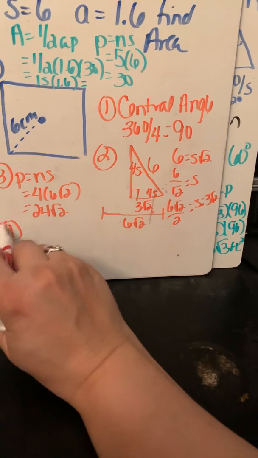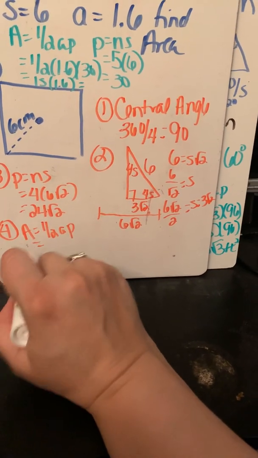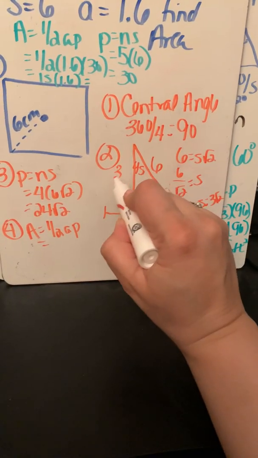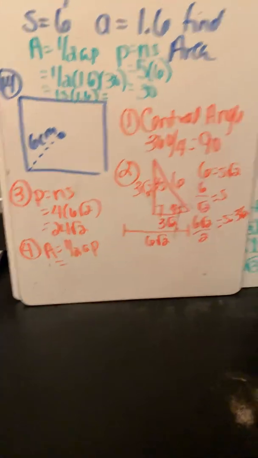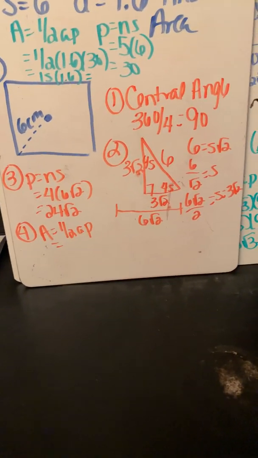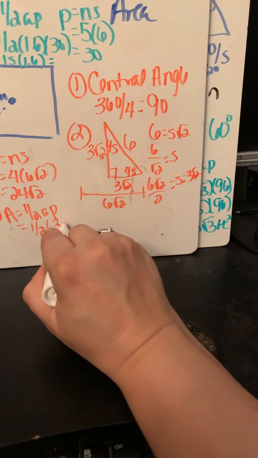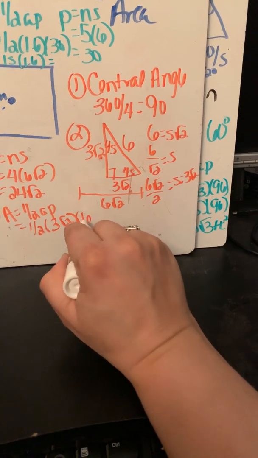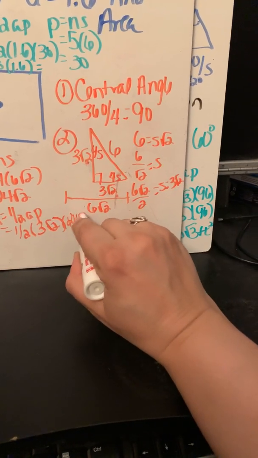Fourth step, A equals 1/2 AP. We know what the apothem is, don't we? 3 root 2, right? I don't know why I keep writing 3. 3 root 2, right? So, plug everything in. 1/2, 3 root 2. My perimeter is 24 root 2. Okay, if you can all read that.